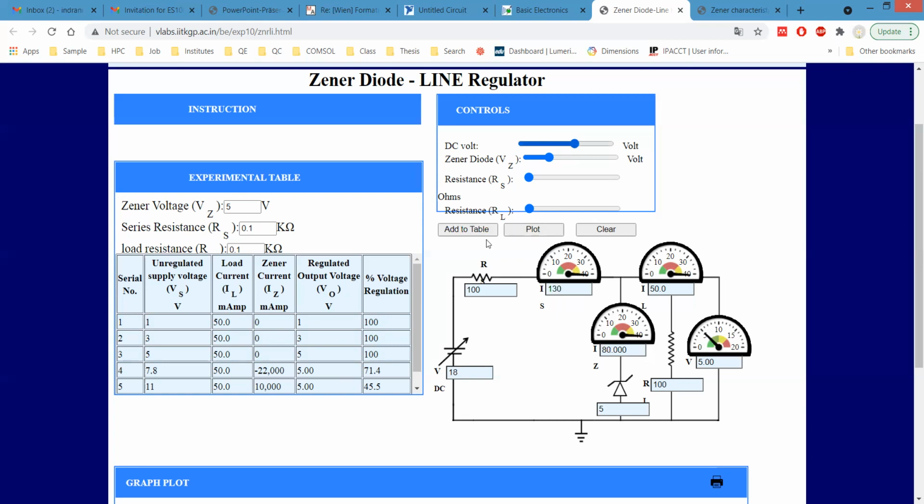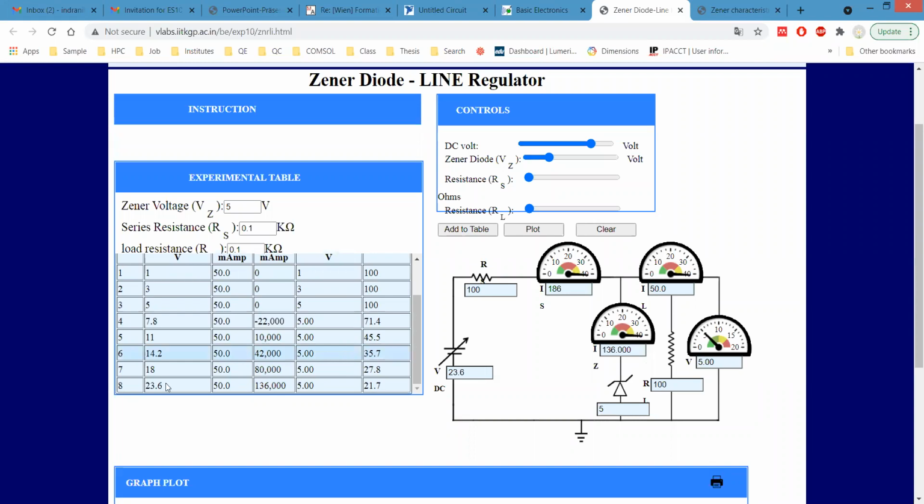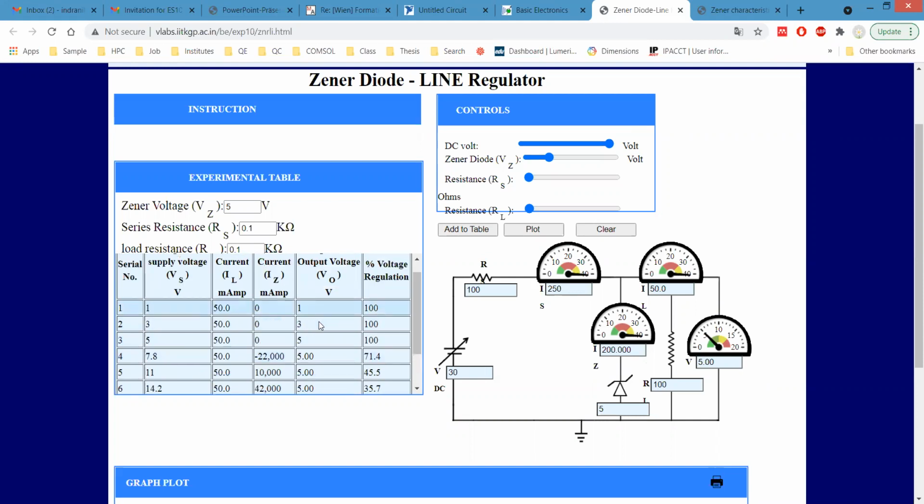Now you can also change the value. Let's make another change. Values are changing. As you can see, we have changed our input voltage from 1 volt to 23 volt, and let's go to the maximum one. Yes, the maximum is 30 volt. Still the output voltage is always constant.